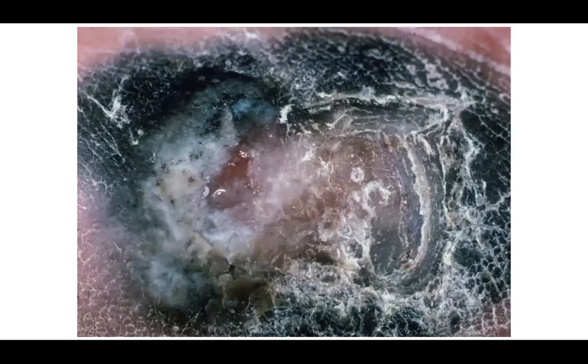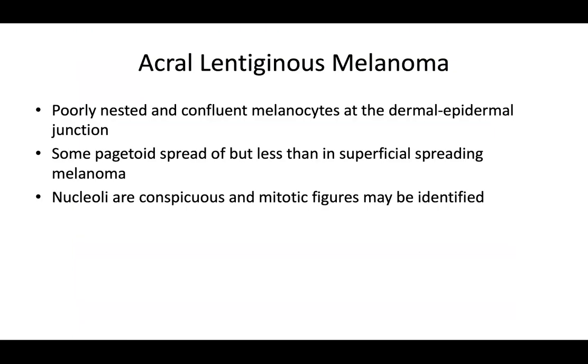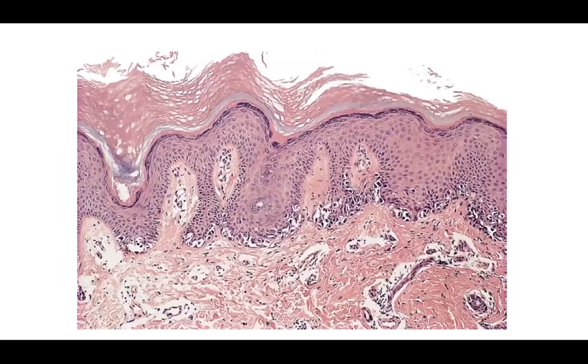Just another example of an ulcerated, very bad looking acral melanoma clinically. So these are poorly nested and they contain confluent melanocytes at the dermal epidermal junction, many with pagetoid spread, but less than in superficial spreading melanoma. So you don't always have to have a lot of pagetoid spread either, which can make this tricky. Cytologically, the nucleoli are often easy to spot, and mitotic figures can be identified as well.